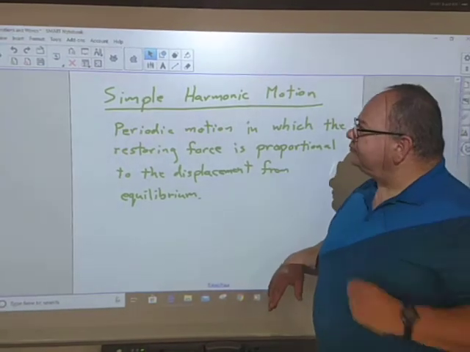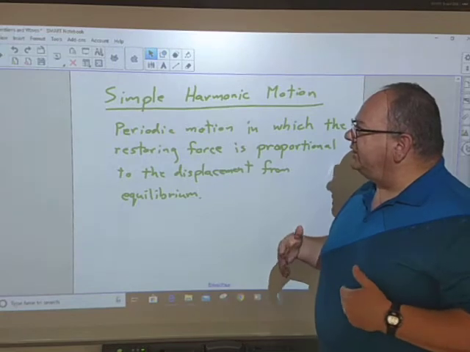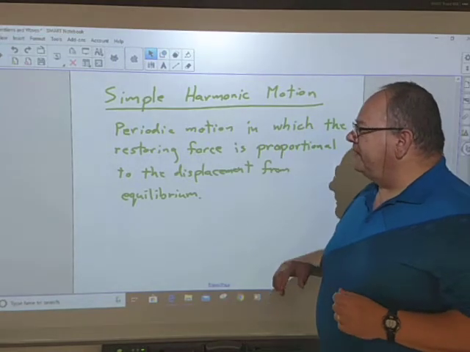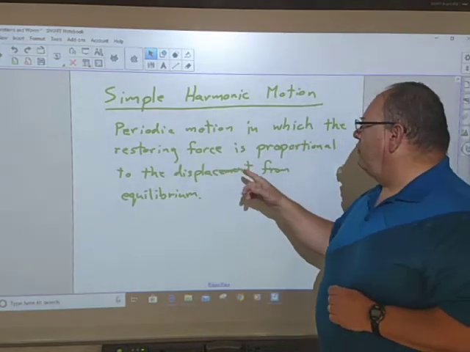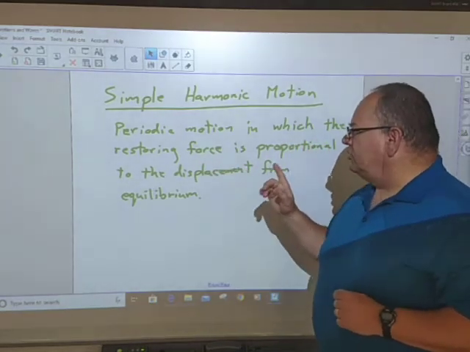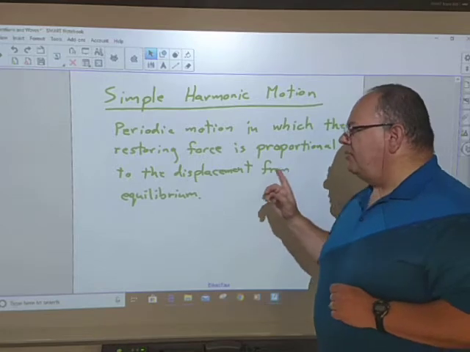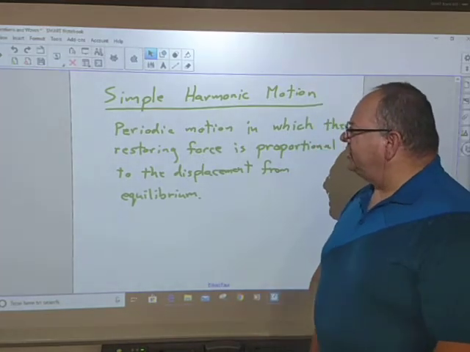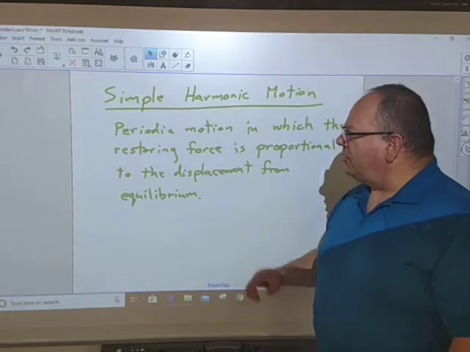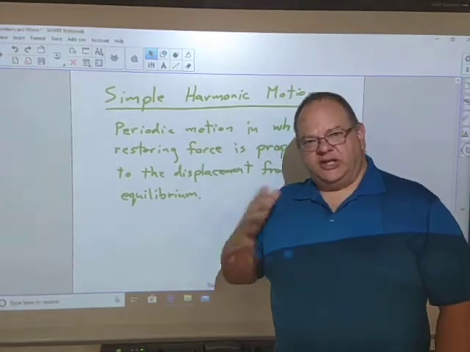So, let's start out with a big definition. Simple harmonic motion is periodic motion in which the restoring force is proportional to the displacement from equilibrium. Oh boy, there's a lot of words there. Okay, so let's take it apart. Periodic means it's repeating.